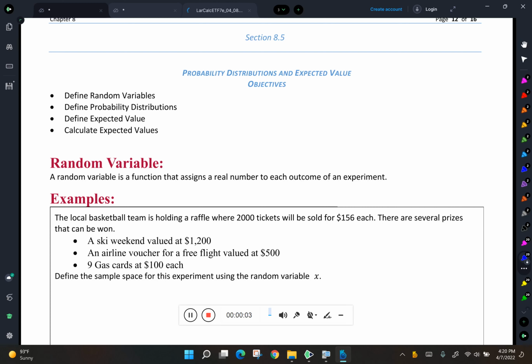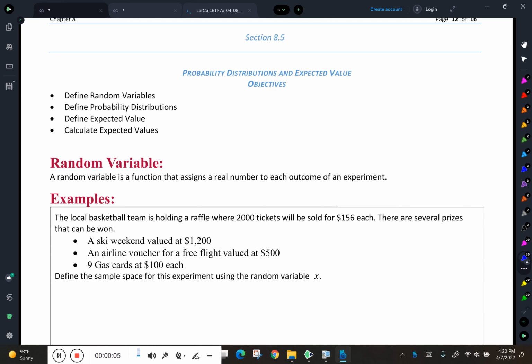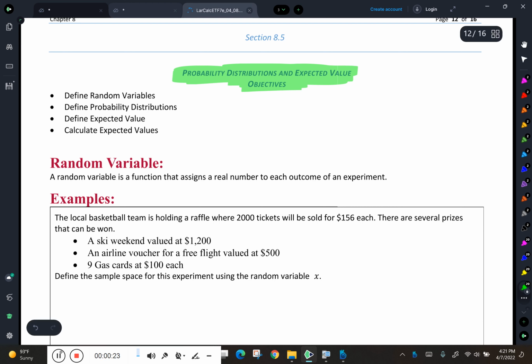All right, so here we are for section, what is this, 8.5. In section 8.5, we're going to take a look at probability distributions and expected values. So what we're going to do is attempt to tie together this idea of probability and how it ties into application, like what people use this stuff for, okay?